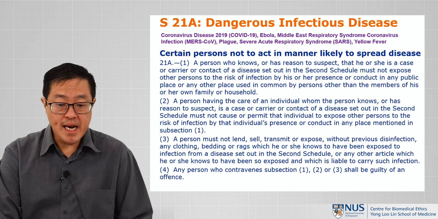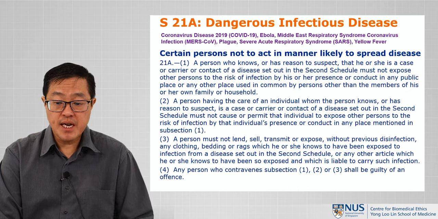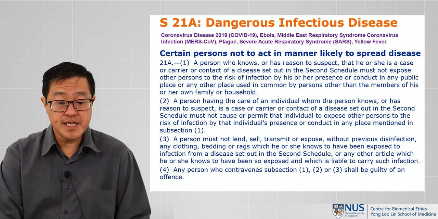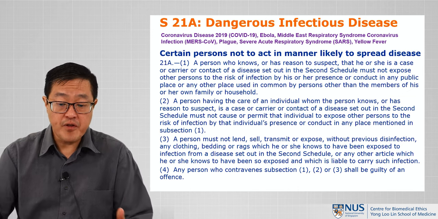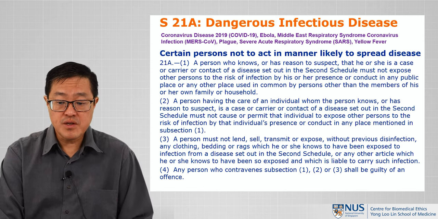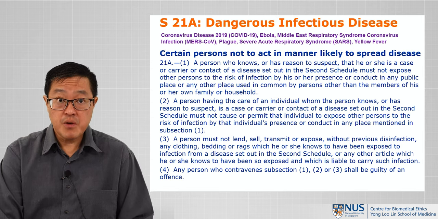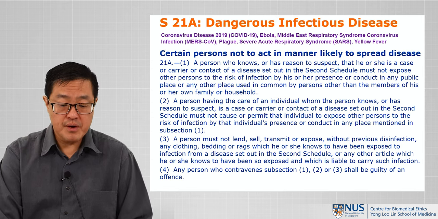Section 21A talks about dangerous infectious diseases, of which COVID is one, and there's a list of others. And there are provisions where anyone who has or has reason to suspect he has such diseases has these restrictions, which I will leave everyone to read through yourself.